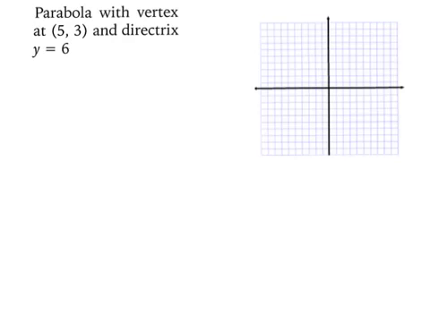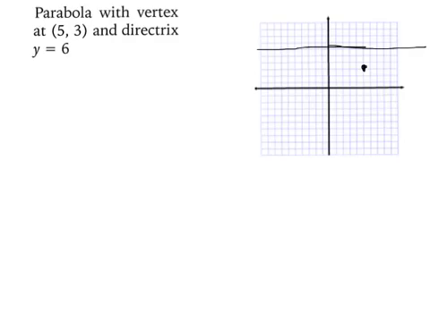Alright, so now we're given different information here. They're telling me that the vertex is at 5, 3. So I always draw everything with these shapes. It just helps me kind of figure out some distances, because it's all about the distances. 5, 3 is our vertex. Then y equals 6 is my directrix. So I'm going to go up to 6. So I have a horizontal directrix here then.